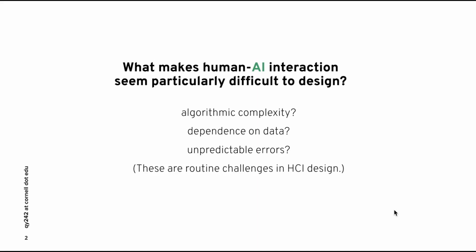Some say it's because AI algorithms are complex, they rely on big data, they make unpredictable errors. But HCI routinely grapples with complex, resource-intensive technologies that make unpredictable errors. What makes AI unique? Or is it? To what extent can existing HCI methods and knowledge address AI problems?